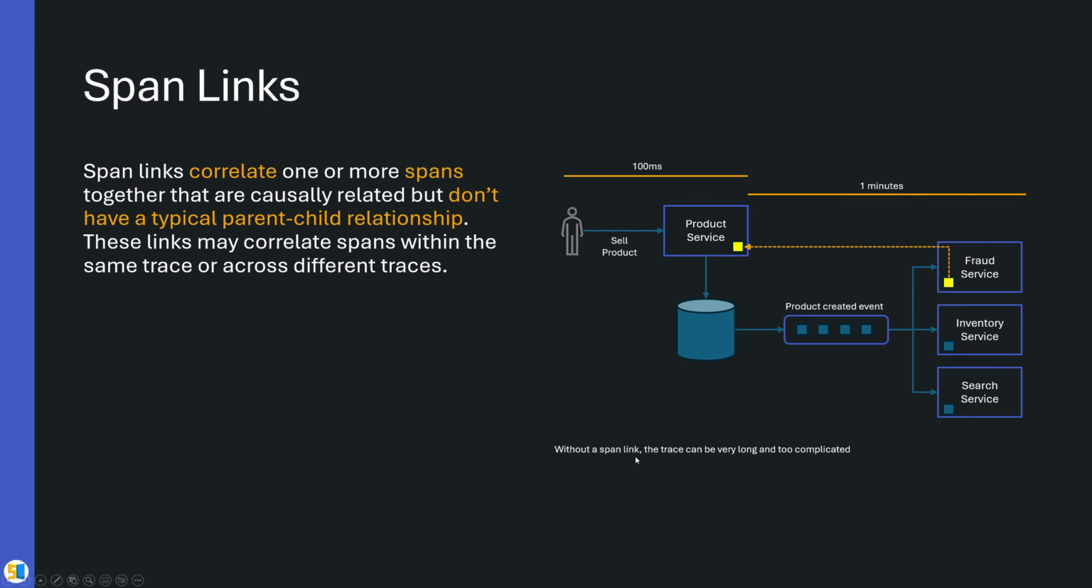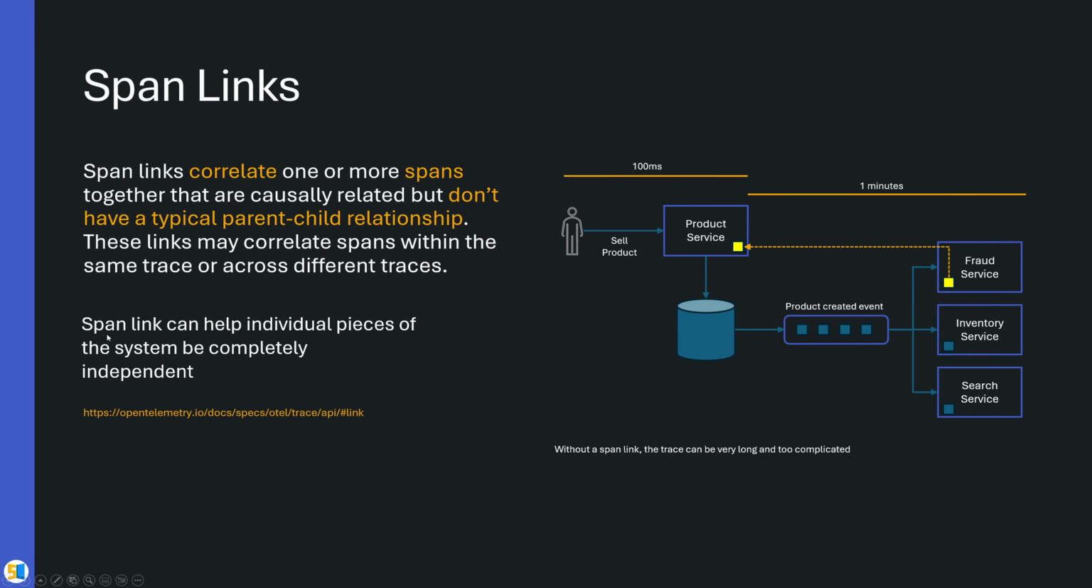So without the span link, the trace can be very long and too complicated. Span links can help individual pieces of the system be completely independent.